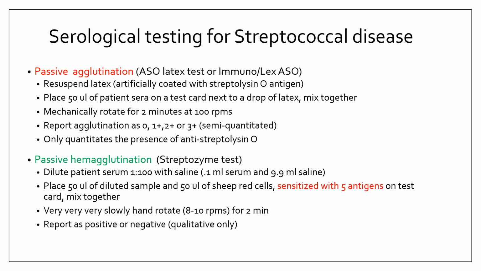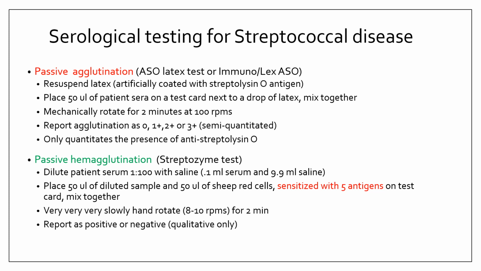In the passive agglutination test, we're going to take our latex that comes with the kit and we're going to resuspend that latex. We're going to add 50 microliters of patient serum to a test card and then a drop of the latex, and then we're going to mix that together with the stick. We're going to mechanically rotate it on a rotator for 2 minutes at 100 RPMs, and then we're going to report agglutination as 0, 1 plus, 2 plus, or 3 plus.